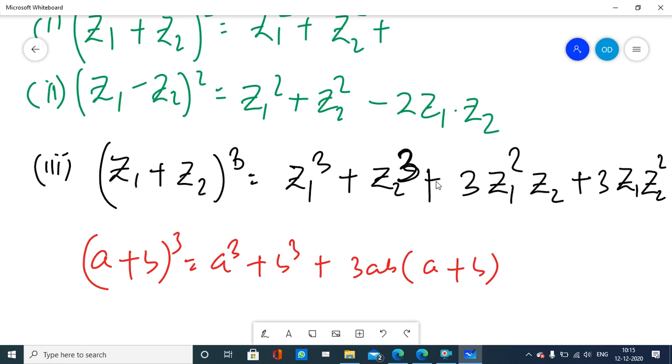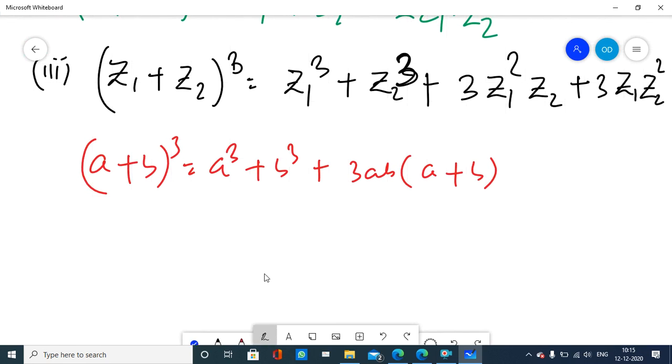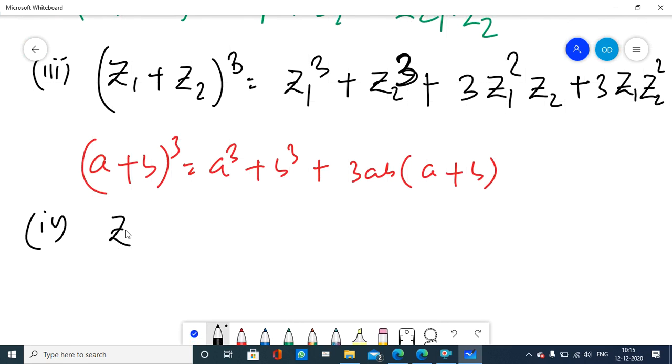So similarly here also you can do what? Z1 cube plus Z2 cube plus 3 Z1 Z2 whole into (Z1 plus Z2). Get my point so far? Similarly, Z1 minus Z2 whole cube.